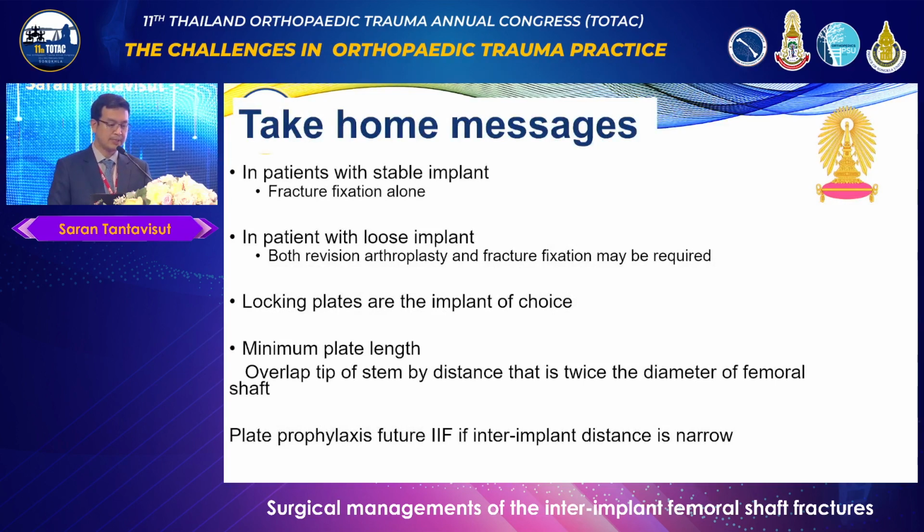So the take-home message is, if the patient has a stable implant, you can do fixation alone. If the implant is loose, you do revision plus fixation. And the locking plate is the implant of choice. Try to overlap the plate enough to prevent the future fracture. And if you do it, and at the end of the case you have a short intermediate segment, don't forget to protect against the future fracture.